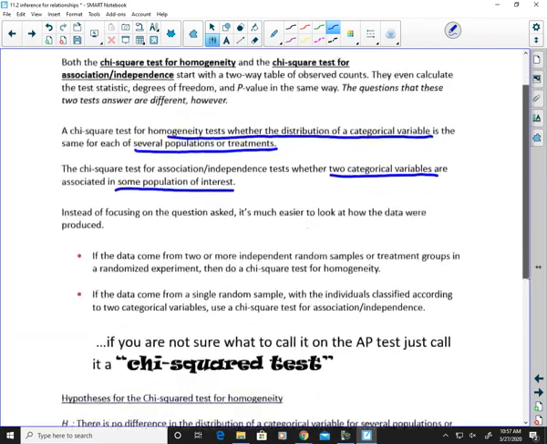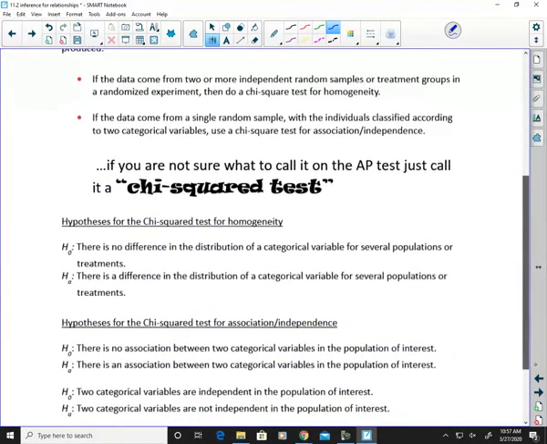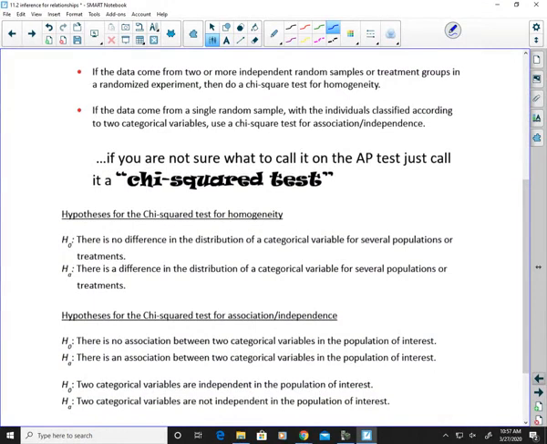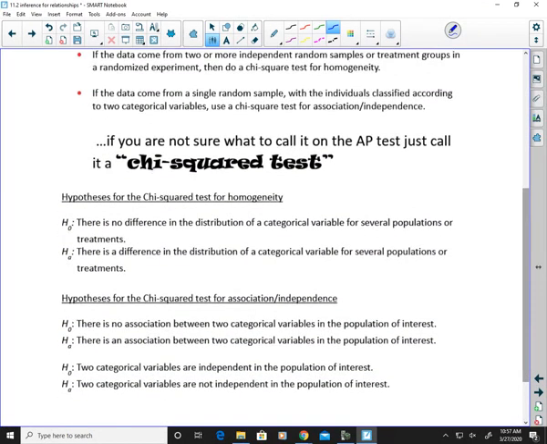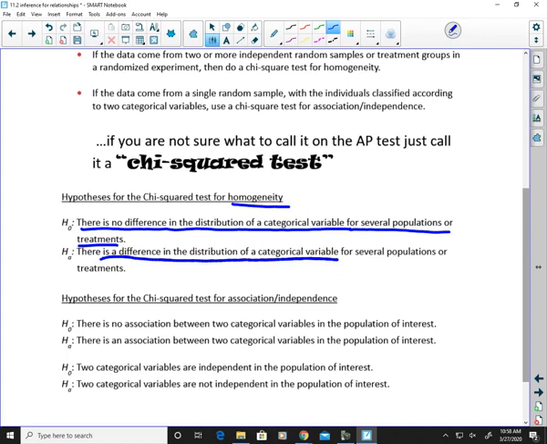And sometimes deciding which one you're looking for, if we look at the way those are worded down here, and you can read through the rest of that page. If you're looking for a chi-squared test for homogeneity, then you're looking for there is no difference in the distribution of a categorical variable like heart attack rates for several populations or treatments. And then number 2 would be there is a difference in the categorical variable for several populations or treatments.